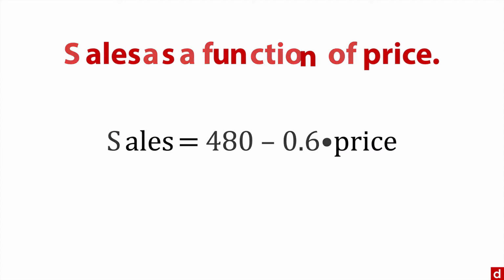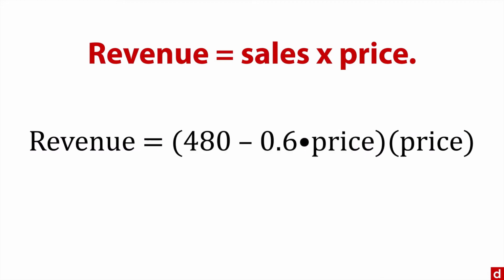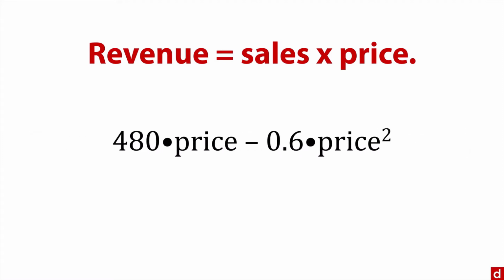Now revenue is equal to sales times the price. How many things did you sell and how much did it cost? Well, we can substitute in some information here. If we take sales and put it in as a function of price, because we just calculated that a moment ago, we get this, and then we do a little bit of multiplication, and we get that revenue is equal to 480 times the price minus 0.6 times the square of the price. Okay, that's a lot of stuff going on there.